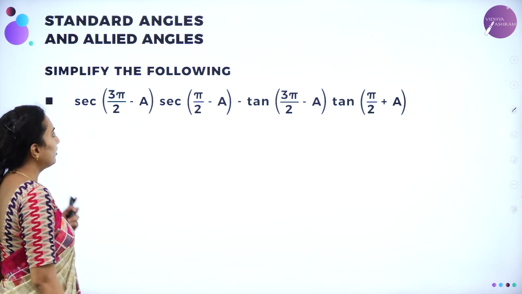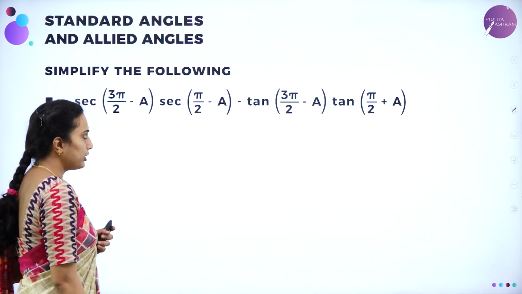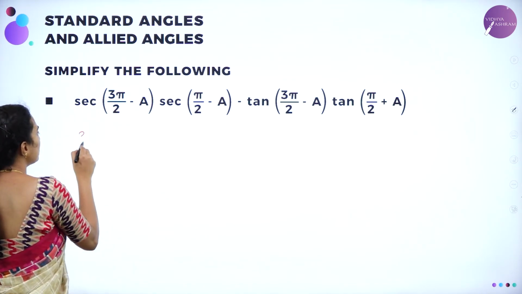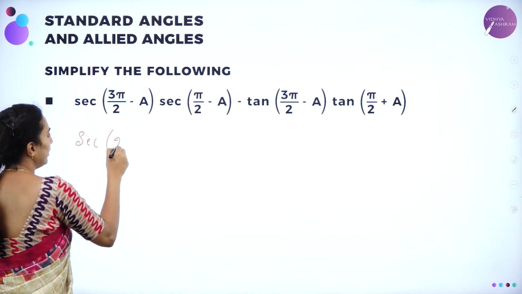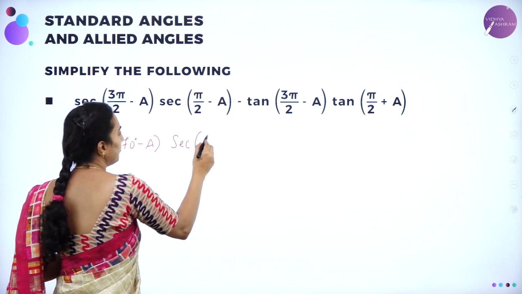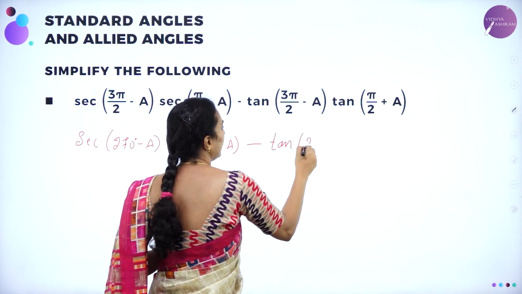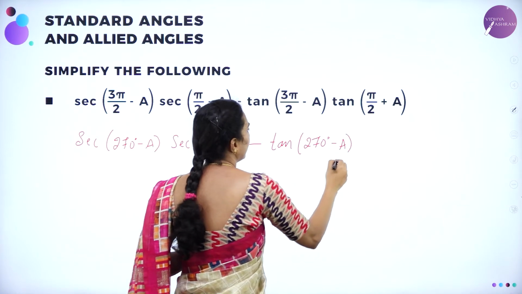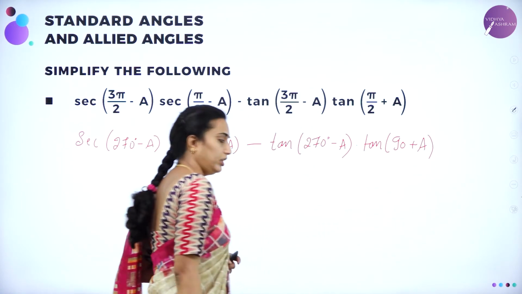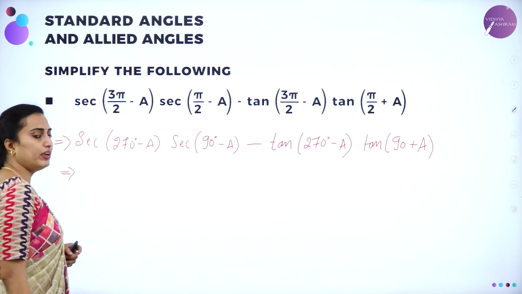Simplify the following: secant of 3 pi by 2 minus a into secant of pi by 2 minus a, minus tan of 3 pi by 2 minus a into tan of pi by 2 plus a. Now let me write it: 3 pi by 2 means 270 degree. 270 degree minus a into secant of 90 degree, pi by 2 is 90 degree, minus a, minus tan of 3 pi by 2, again 270 degree minus a, into tan of 90 plus a. Now you have to use the allied angles again.